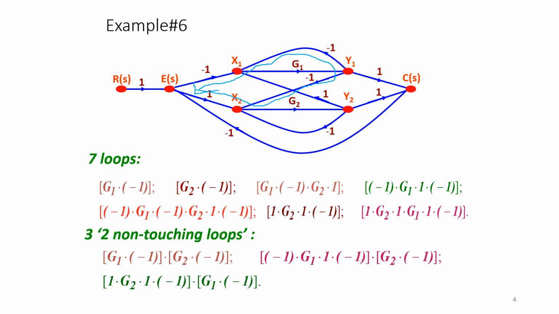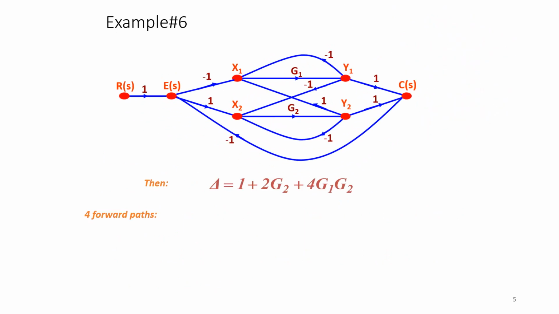Coming to non-touching loops, we have 3 sets of two loops which do not touch each other, that is G1 into G2, these two, they don't touch each other. Similarly, we have another 2 loops which don't touch each other. So these 2 loops are not touching each other, and these 2 loops are not touching each other, so that is represented here.